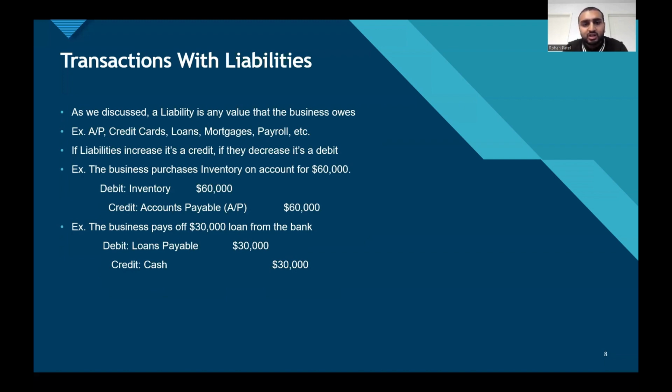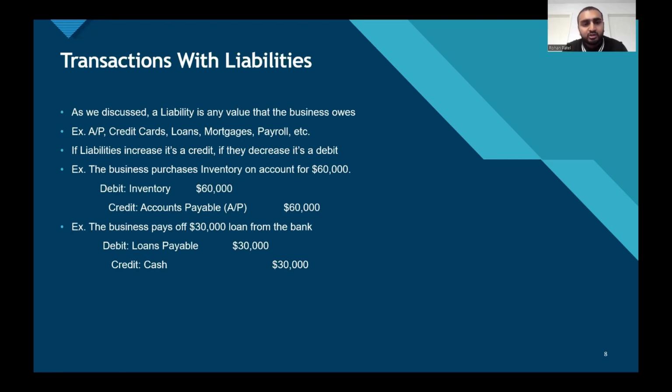So the business purchases inventory on account for $60,000. What is being identified here is inventory, right? So we are debiting inventory for $60,000. Why? Because inventory, which is an asset worth $60,000, is coming into the business. So we have gained an asset here. And since an asset is being gained in the form of inventory, we debit the inventory account, and that account increases.